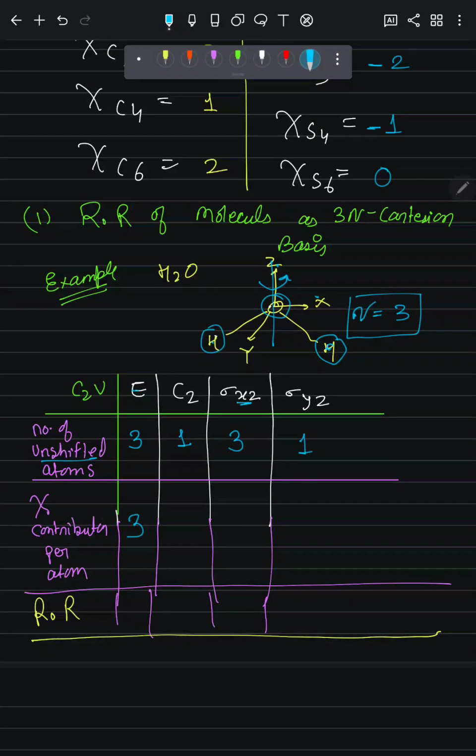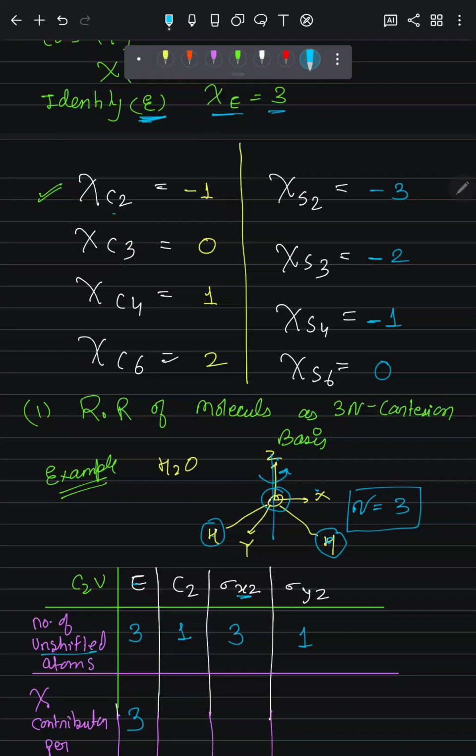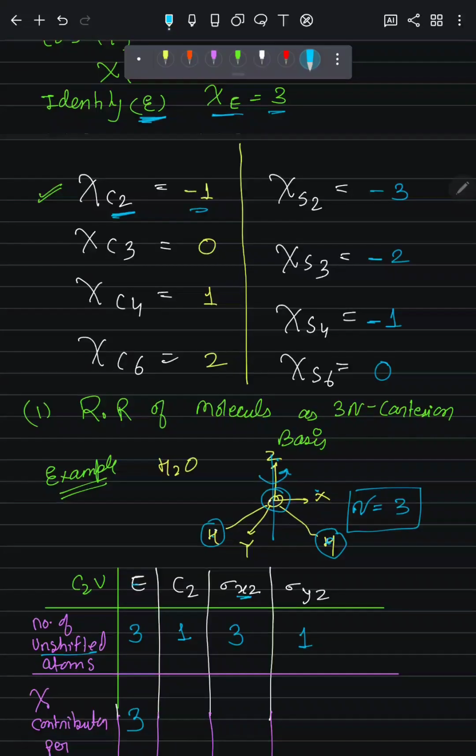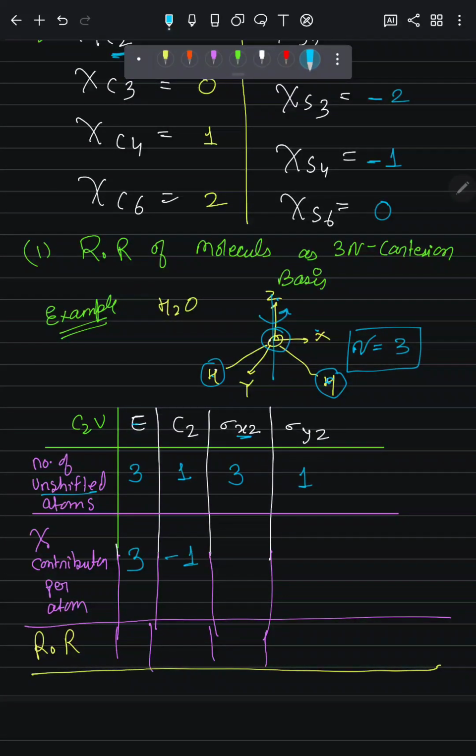And if you put a C2, the character will be -1. So here -1 will be here. And for every sigma that we discussed, the value will be 1 and 1. So the reducible representation of this molecule will be 3 times 3, so 9, -1 times 1, so -1, 3 times 1, so 3, and 1 times 1, so 1. So this will be the final reducible representation for this molecule.